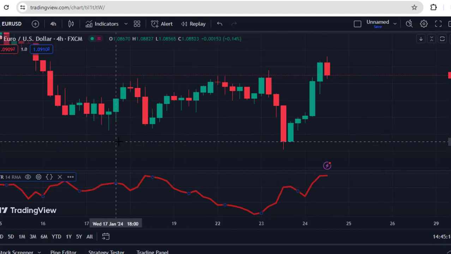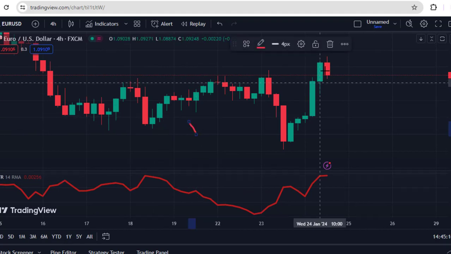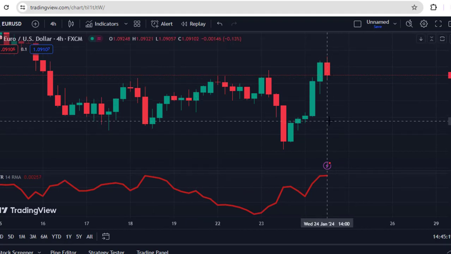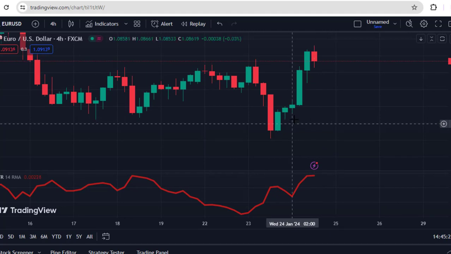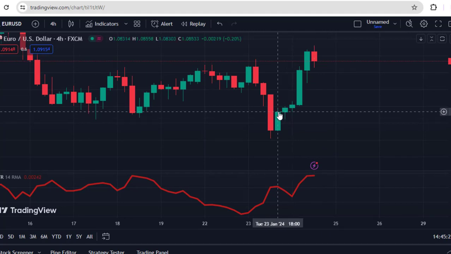Now, when you want to use the ATR indicator for your stop loss placement, you have to consider your strategy. And if your strategy obeys and you want to take your trade, then you can use your ATR to know where to place an accurate stop loss.